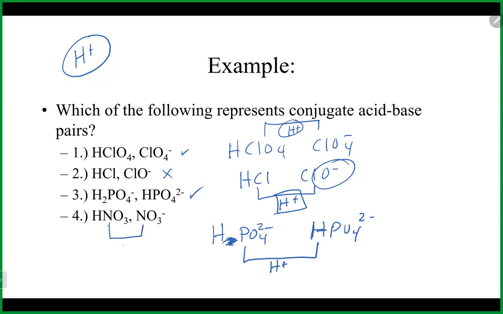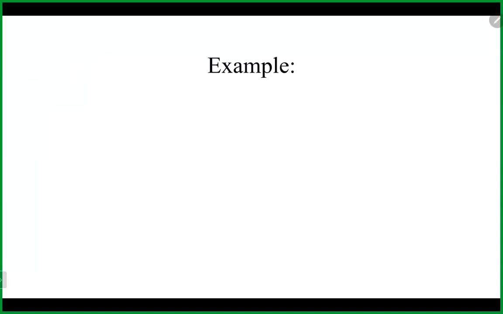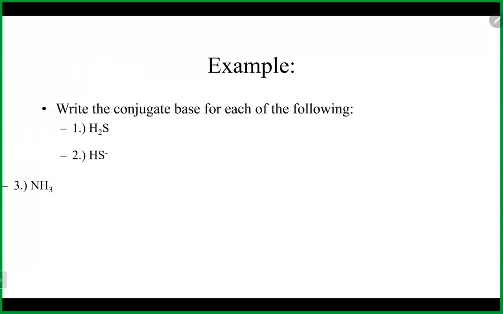And the difference here is also 1 H plus, so that would be a pair as well. So it looks like 1, 3, and 4 would be pairs. Any questions on that there? All right, so why don't you try the next one here. For each of these, write the conjugate base.